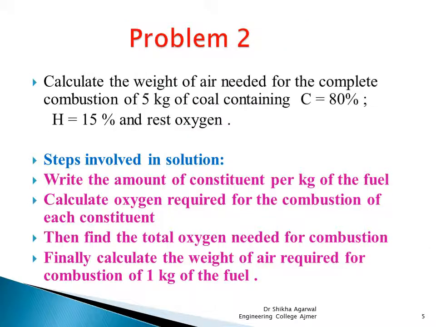Now this is the second numerical. Calculate the weight of air needed for the complete combustion of 5 kg of coal containing carbon 80%, hydrogen 15% and rest oxygen. Oxygen can be calculated by subtracting from 100. So 80 plus 15 is 95, so oxygen will be 5%. So when you are doing the calculation, you can find out oxygen.